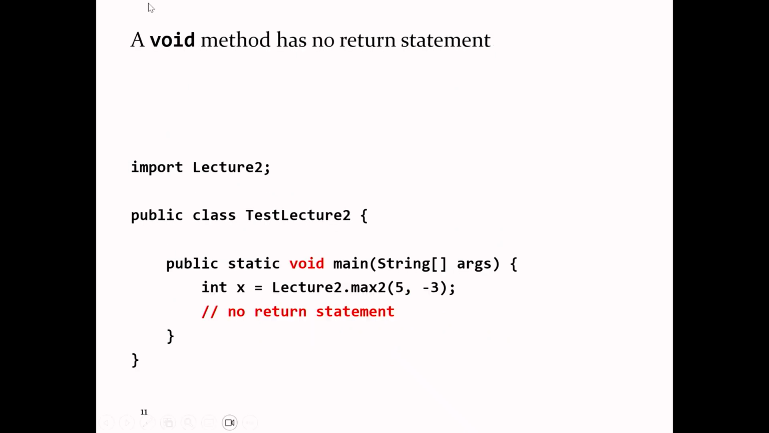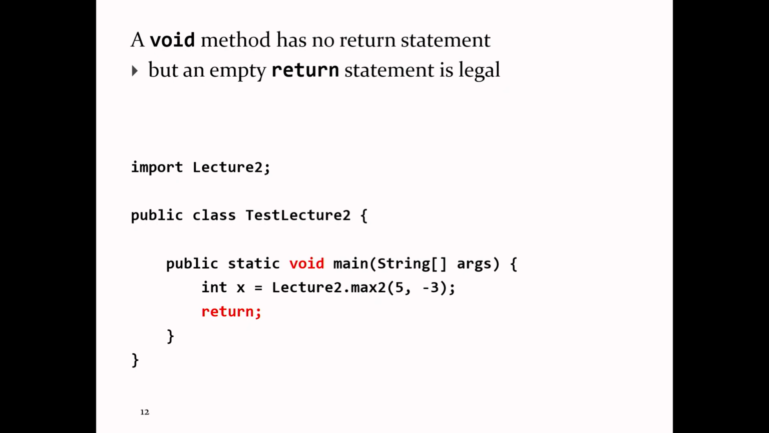And void methods have no return statement, although you can use an empty return statement if you want to end the method. So you can write return semicolon, like that, and that will end the method. So that is legal for a void method, just like in C.